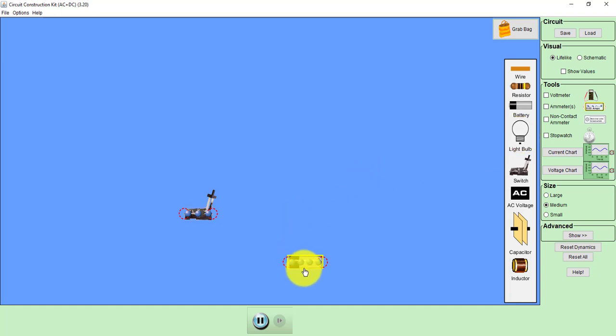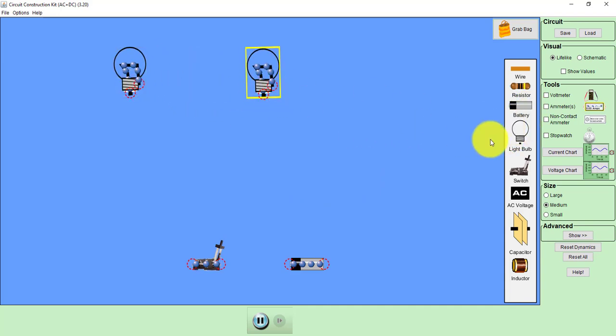So let me make some space here. I will take 3 light bulbs which are connected in series. Now we have taken all the components. Now we need to join these, so for that I will require a wire. I will take a wire and make connections.